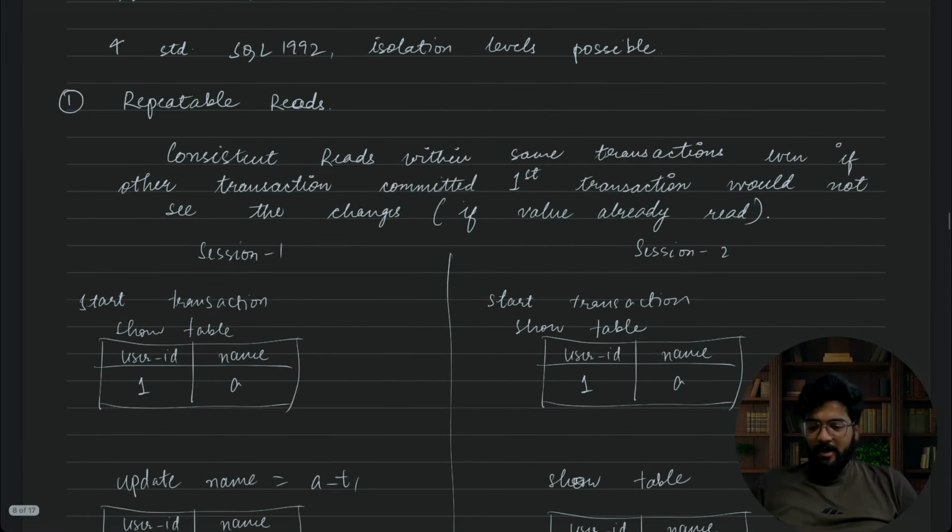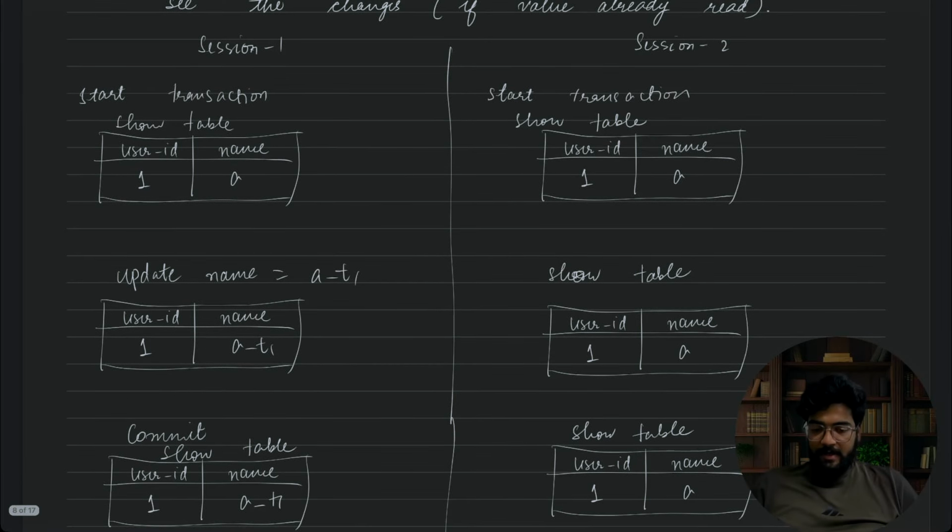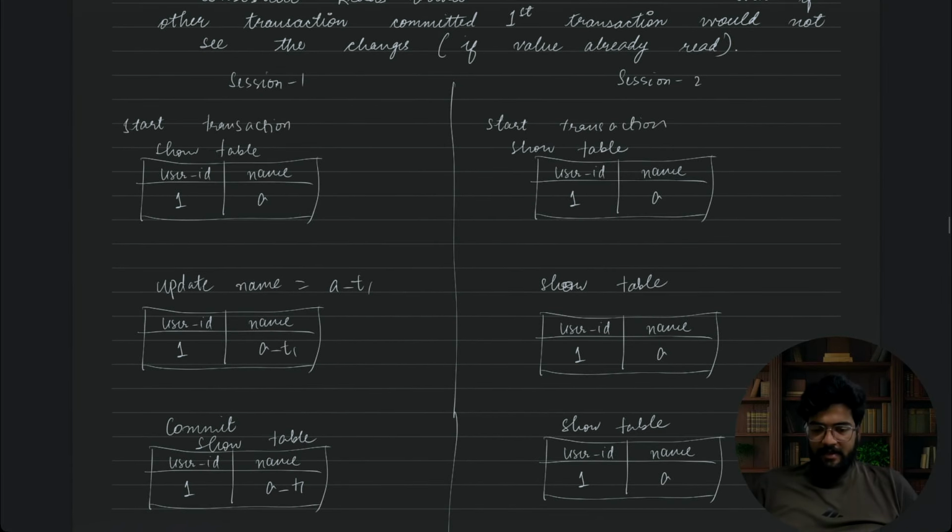So we'll be talking about the four standard SQL isolation levels that are possible. First is repeatable read. So we'll go directly to our example. Let's say we have two sessions opened side by side, and this is MySQL just for example. Here I have started a transaction in both of our sessions.